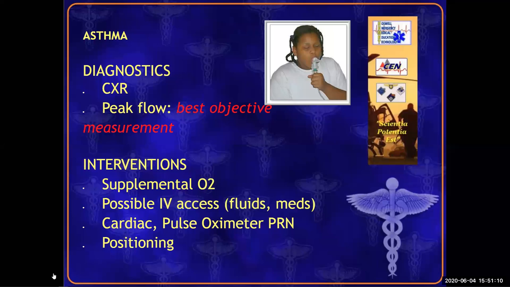And that's what's useful, because the patient may not be able to say if they feel like they're really getting better or not. But if you get a number, you can actually see if they're improving or not, or maybe they're declining still. You don't need to know anything for the CEN about the numbers, the predicted values, what's good, what's bad. Just know that the peak flow device is the most objective way to assess them.